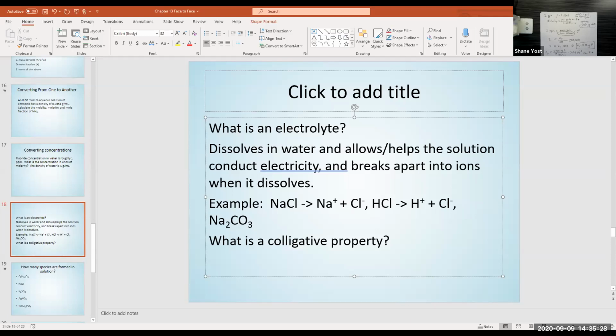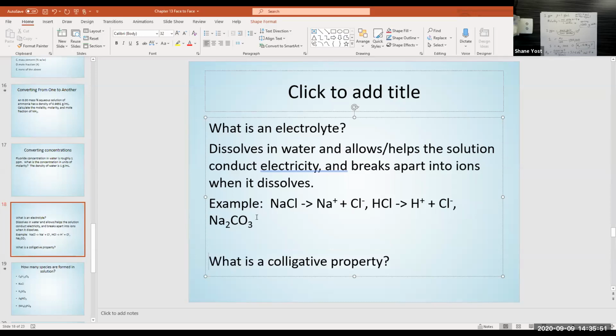But these are things that break apart and dissolve in solution. Typically, they're ionic type compounds. And then your non-electrolytes are going to be just typical organic based compounds and other things like that, things that just aren't going to break apart and form ions in solution. Okay. And so the last part of this chapter, we're going to be talking about colligative properties. What is a colligative property? Either what's an example or how would you define a colligative property?